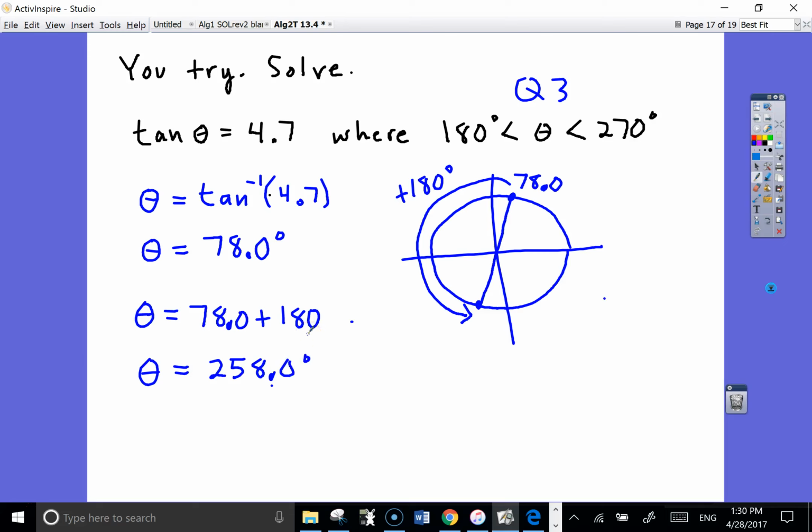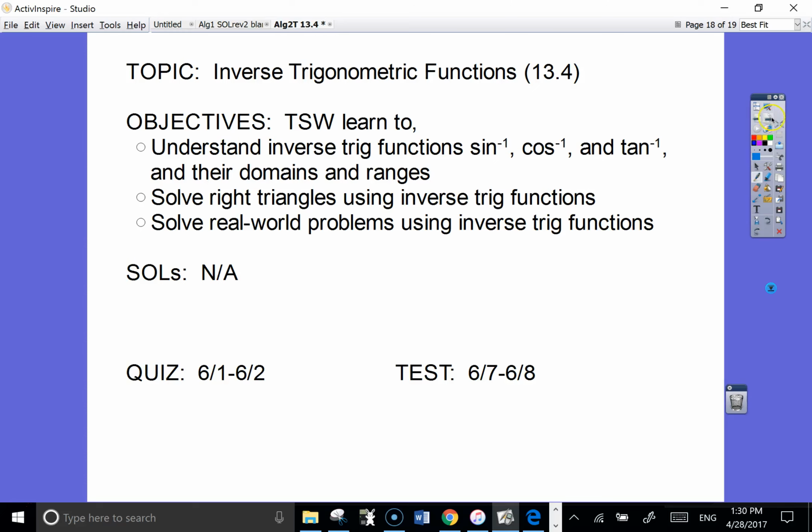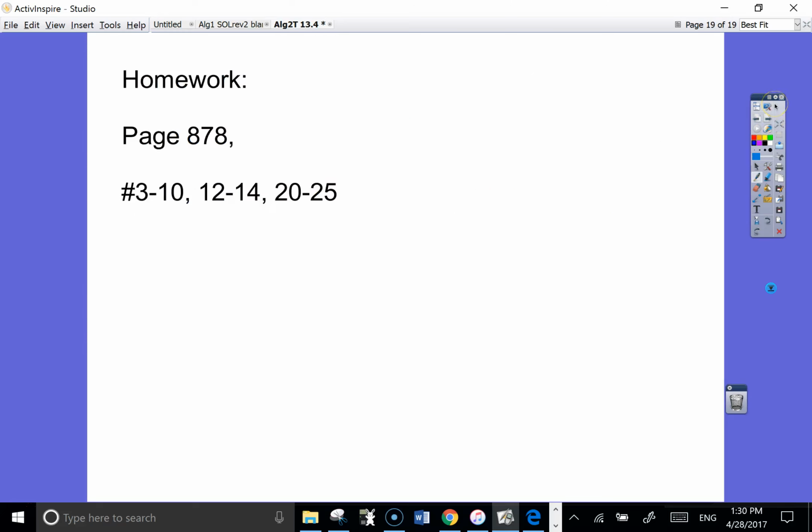Again, I can check it. Tangent of 258 is 4.7. Okay. So what do you think? Hard, easy? Okay. Good. So that's the homework. Not even a word problem on there. Can you believe it?